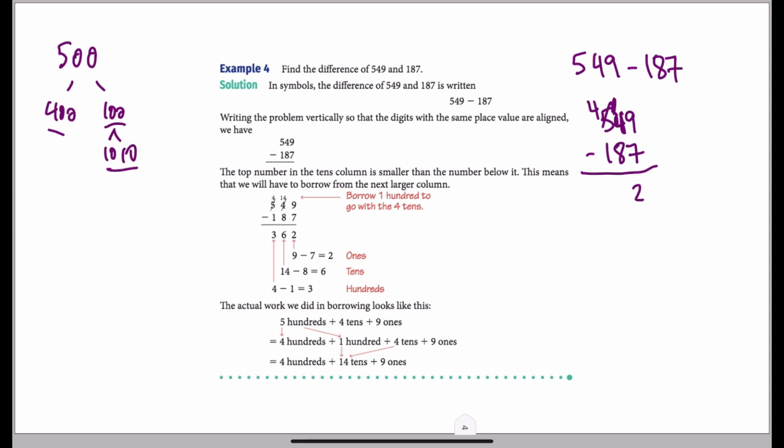Now, 4 minus 8 can't be done, but 14 minus 8 can be done. In other words, 14 is like 140. So I borrowed that 100, now I have 140. Now I can take away 8, right? So 14 minus 8, that's 6. 4 minus 1, that's 3. And that's why those addition facts are actually so handy from the last section, because they can help us do subtraction in this section.